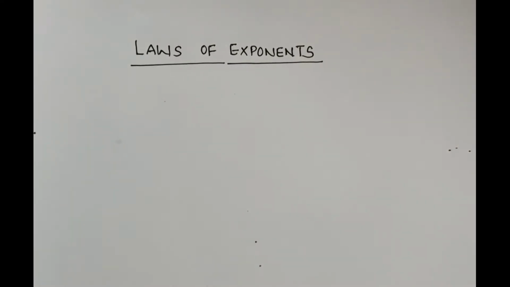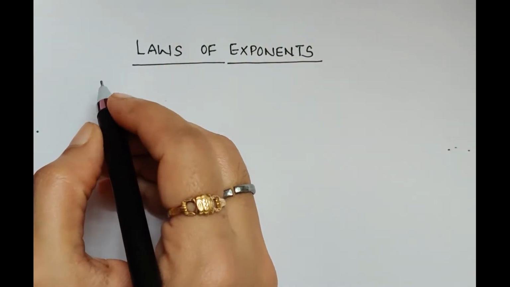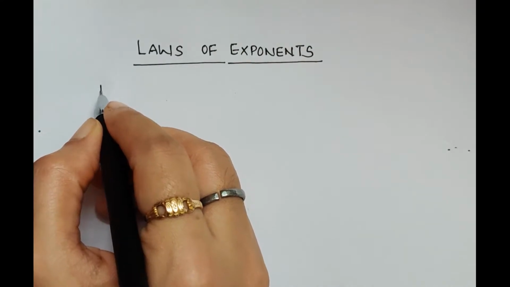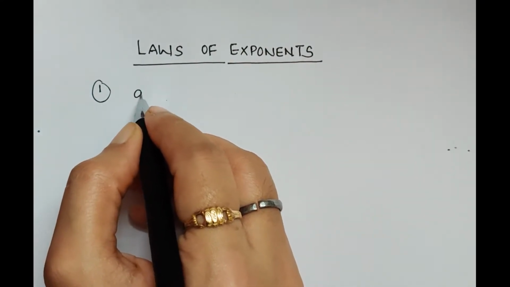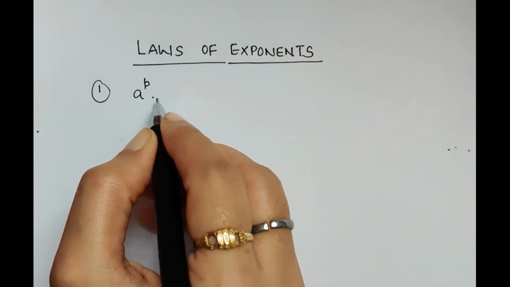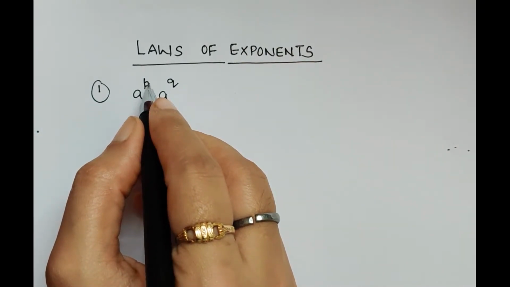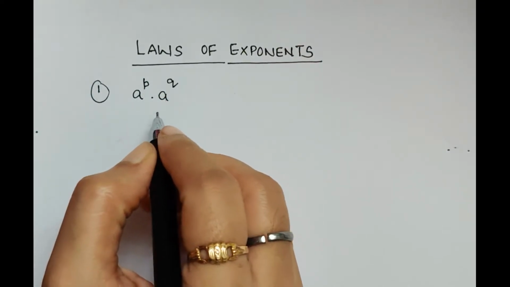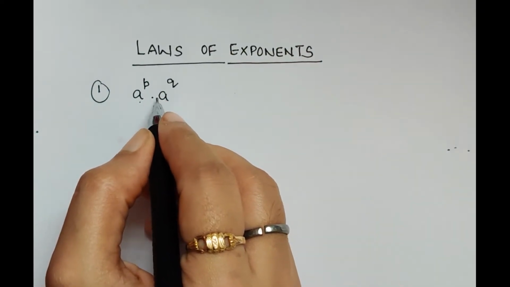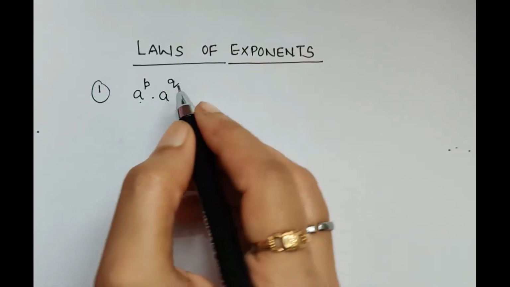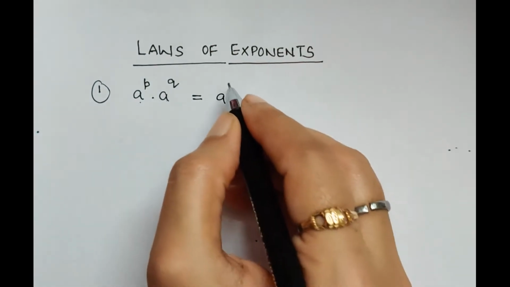Friends, in this video I'm going to explain the laws of exponents, which are generally used in many kinds of simplifications. So let's discuss it one by one. The first law is when the base is same, that is a to the power p into a to the power q. This is called base and this is called exponent, that means its power. So when the bases are same and they are getting multiplied but having different powers, what happens is their powers get added.